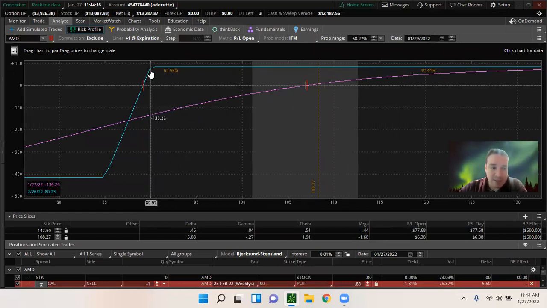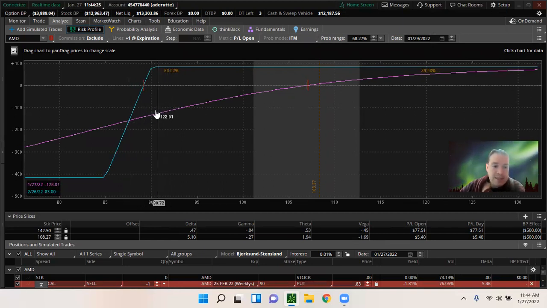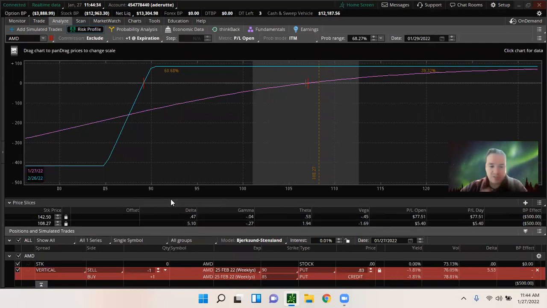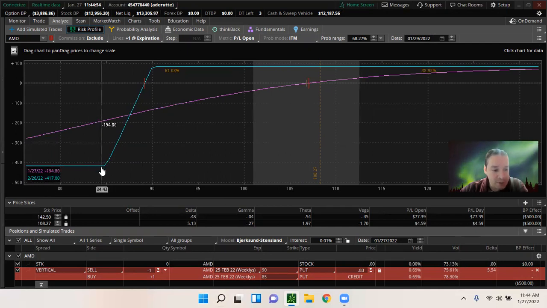As long as the price of AMD is above 90 at expiration. But what happens if it's below 90? This is where my protection comes in. At 85, if it goes below 90, I'm progressively losing more money. But at 85, the put that I purchased is going to prevent me from losing any more. So even if it goes to zero, the most I'm going to lose is right here, 417.